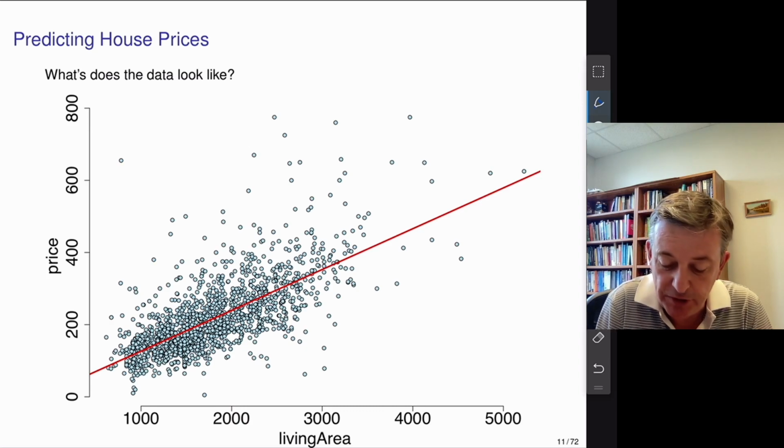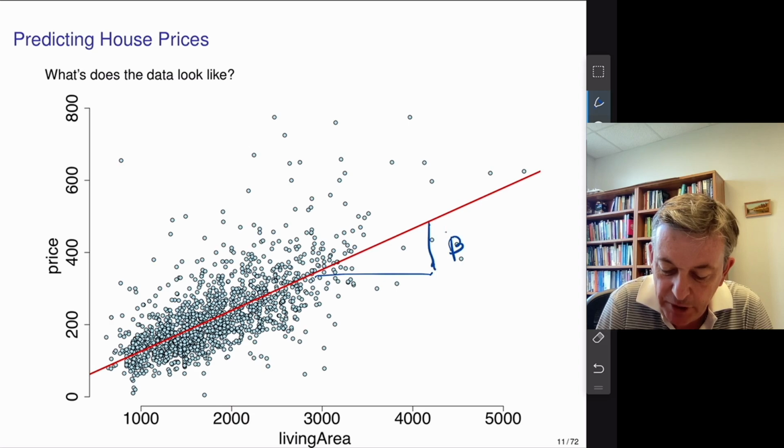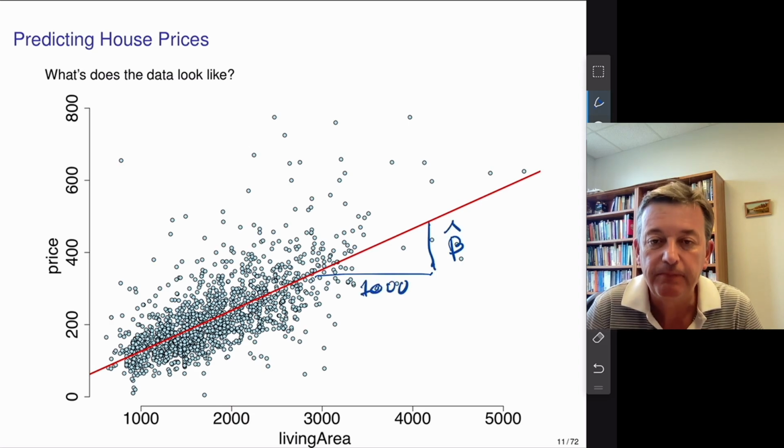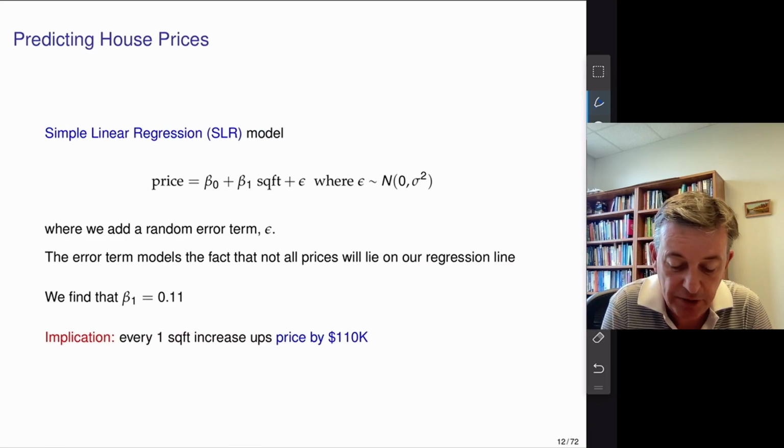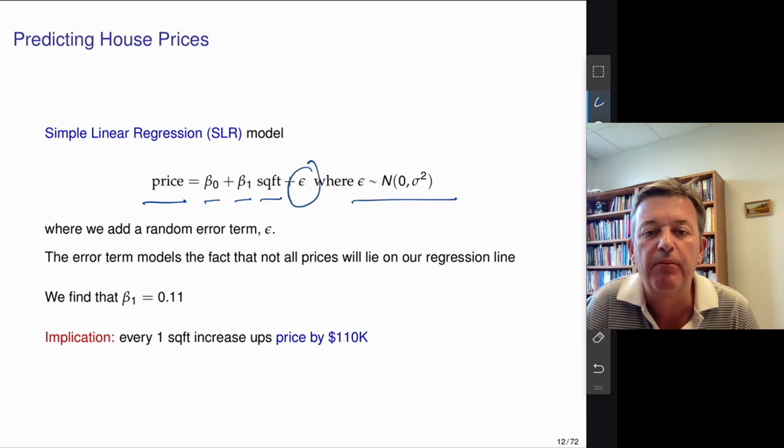And so it's trying to tell you is that if I increase the size of my house by 1,000 square feet, how much will my house price go up? So I want to find that regression coefficient. If I think of it as a modeling problem, I've got an equation that writes the output variable price as an intercept, a slope times an input variable, and then an error term. And we'll assume that the error term is normal, mean zero, variance sigma squared.